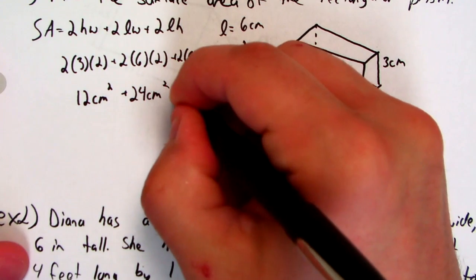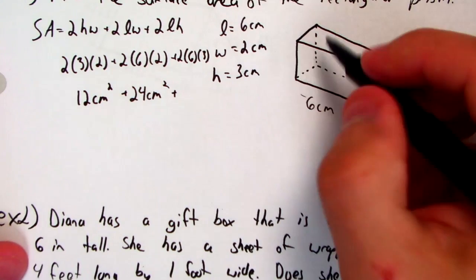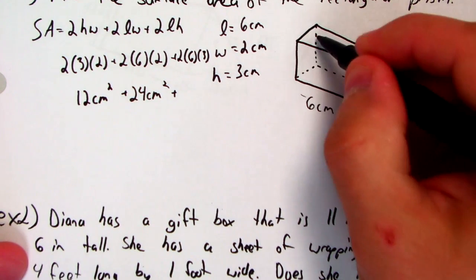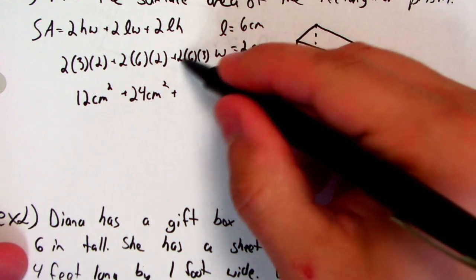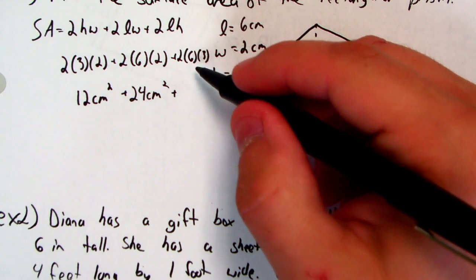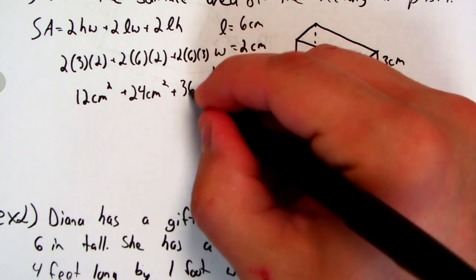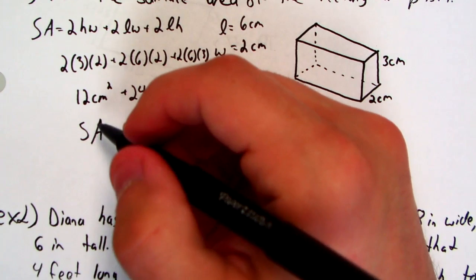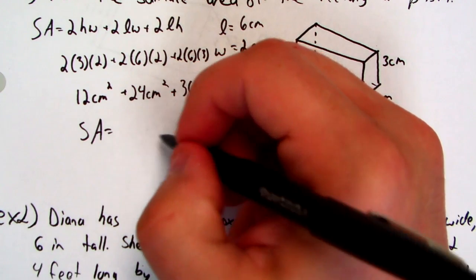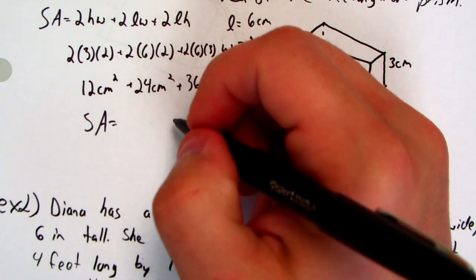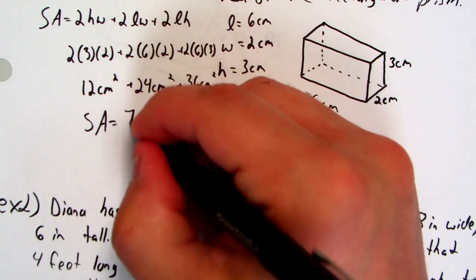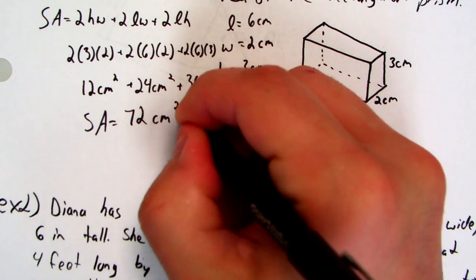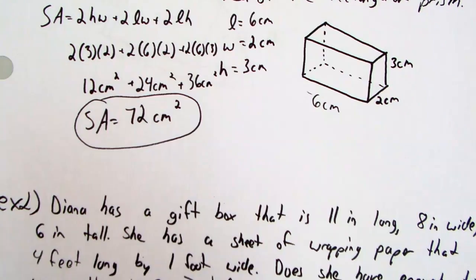And the faces along the front and the back would be 2 times 6, which is 12, and then times 3, which is going to be 36. So the surface area total, 12 plus 24 is 36, plus another 36 will get you 72 square centimeters. Now, because it's an area, that's why it is square centimeters and not like what we've been doing the last couple times, cubic centimeters.